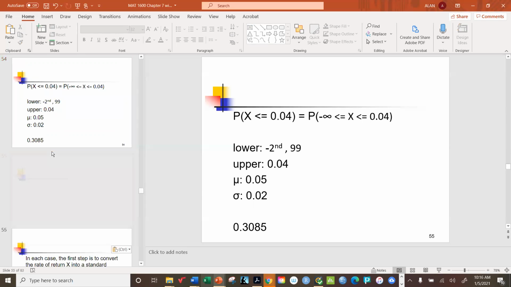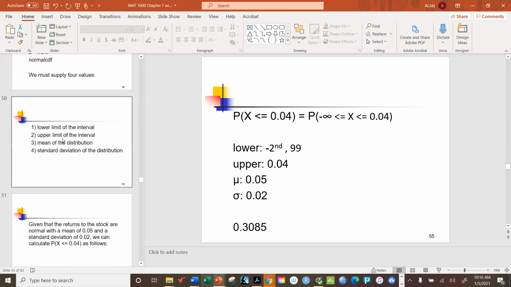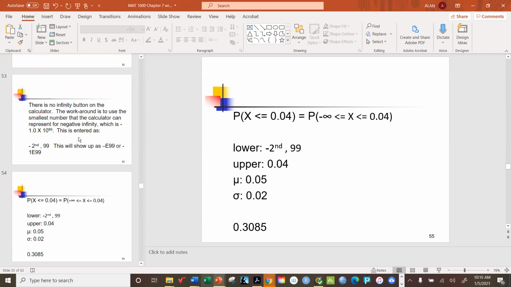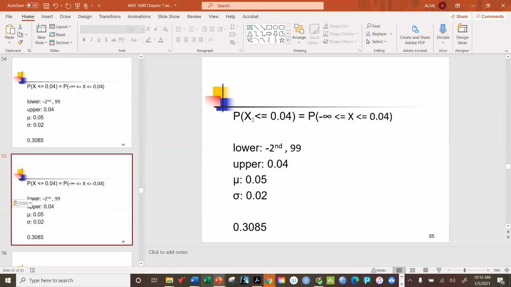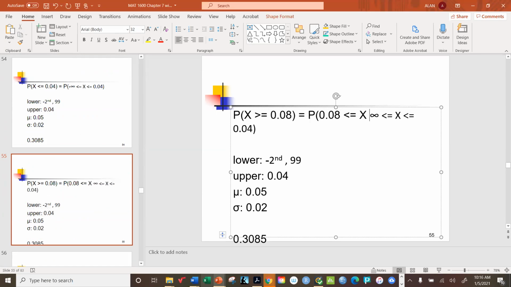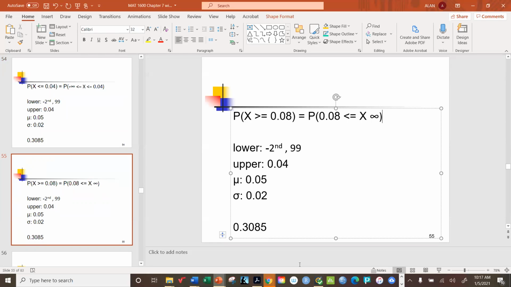We also were asked to calculate the probability that X is 8% or more. So that would be this case. X is greater than or equal to 0.08. So what you're really looking at here is an interval between 0.08 and positive infinity. Okay, so this is a different situation because we're looking for areas to the right.